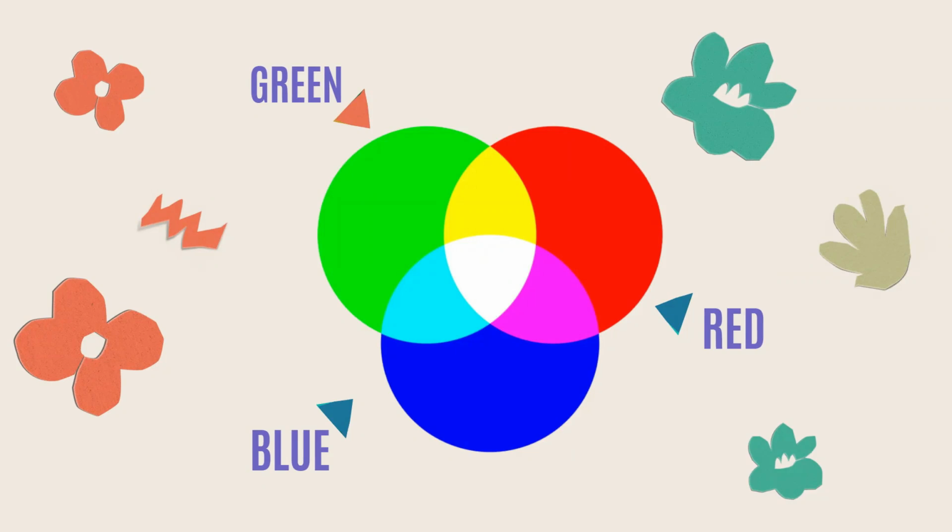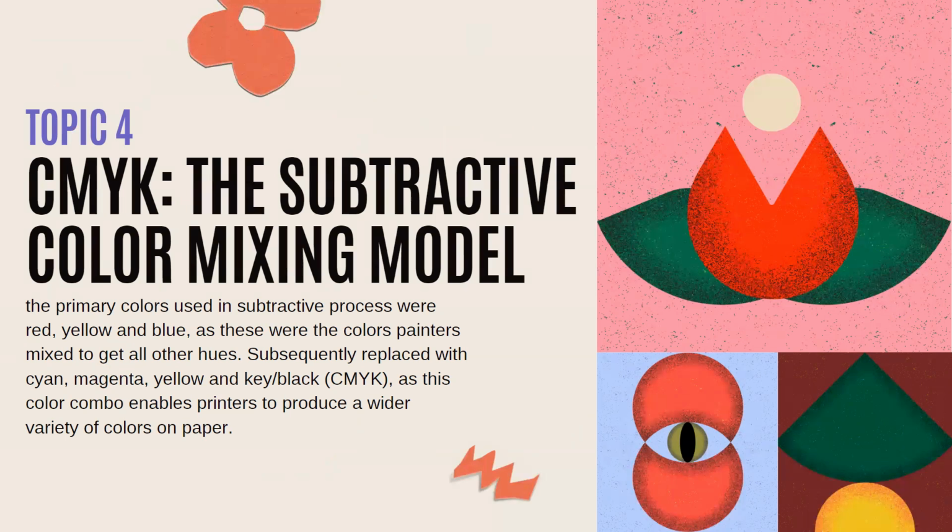Ayan, sa gitna. And let's talk about CMYK naman, or the Subtractive Color Mixing Model. The primary colors used in subtractive process were red, yellow, and blue, as these were the colors painters mixed to get all the other hues. So, kung si RGB is additive, si CMYK naman is subtractive. The key lang dito is si RGB is white, while CMYK is the black. Bakit nga ba CMYK? CMYK stands for cyan, magenta, yellow, and black. So, yung K dyan, nag-stand siya as color black.